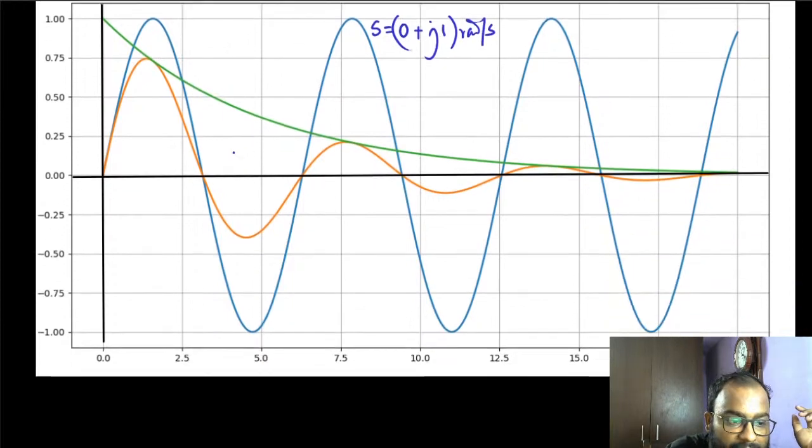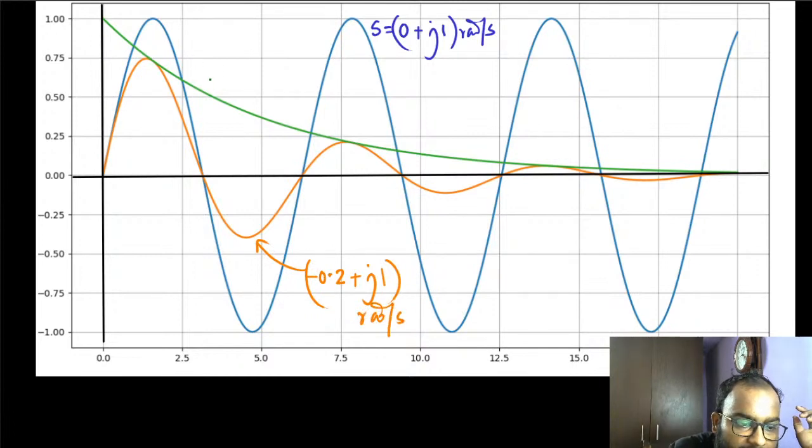Okay, for this orange one, I could say the complex frequency is -2 plus j1 radian per second. And for this green one, I could say that the complex frequency is just -2 plus j0. Notice I'm writing j0 to indicate that I'm using the complex frequency notation, radian per second.